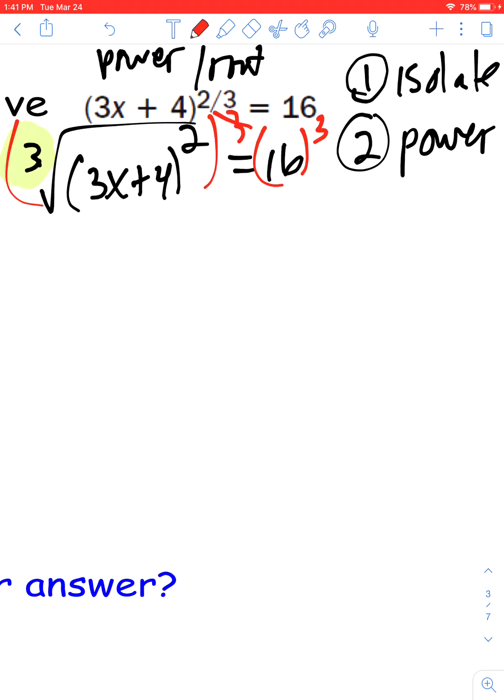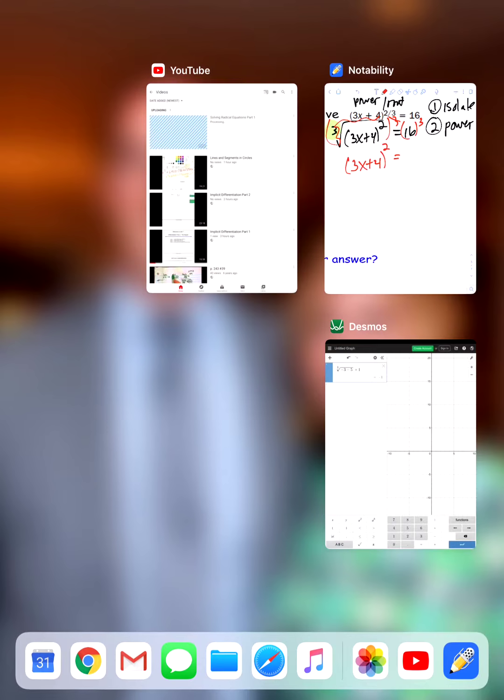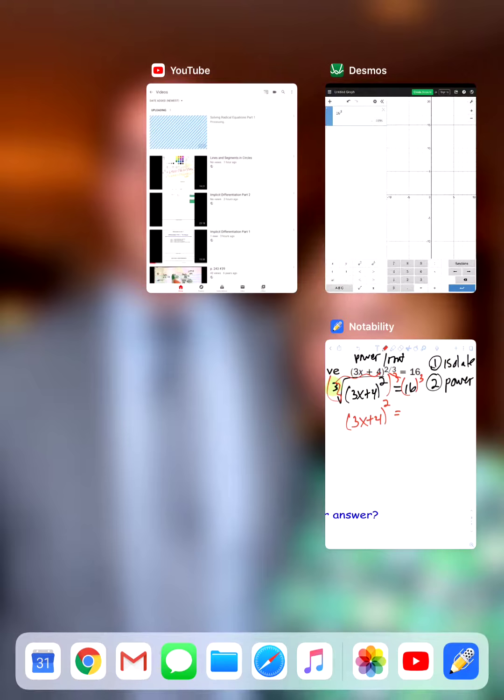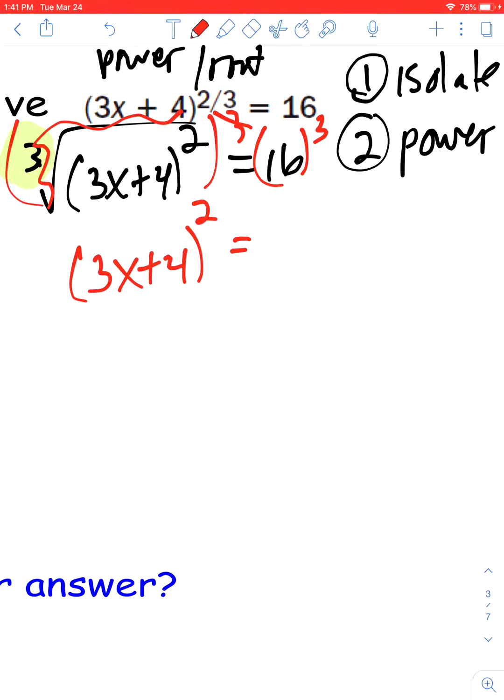That means this 3 and the cube root undo each other, but this is what's different. I'm left with 3x plus 4 to the second power. And if you don't know what 16 to the third power is, okay, we're going to take 16. We're going to raise it to the third power, and that gives me 4096. We're going to get some big numbers, friends, like really big numbers. Okay, so we have 4096.